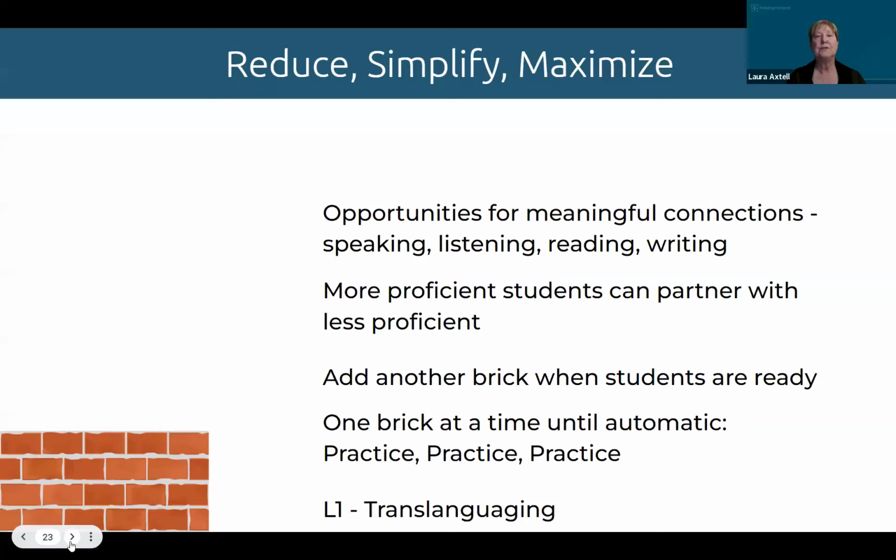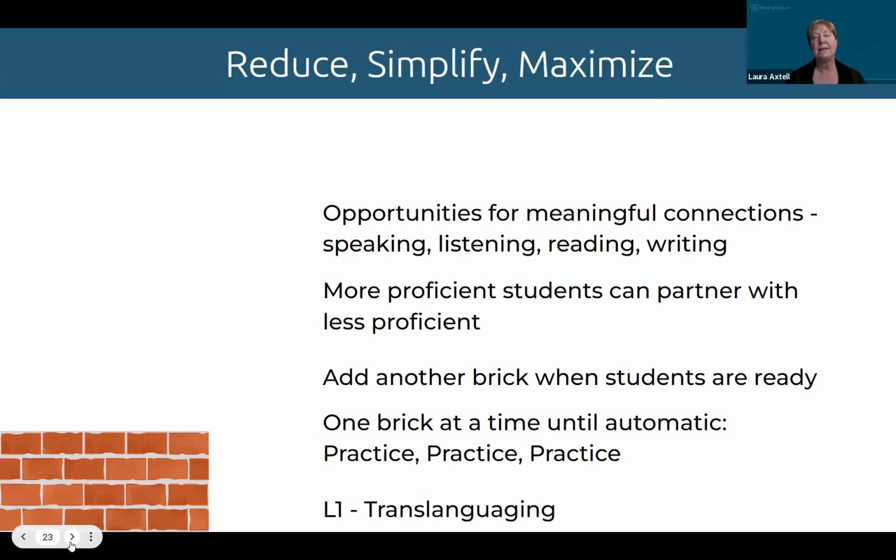And then lots of opportunities for meaningful connections. Sometimes when I see what students are saying and reading, I'm like, why are we doing that? That isn't really what they need. Do they really need to know that word? That's not a commonly used word. So really focusing on meaningful connections for speaking and listening. And that comes with relationships.